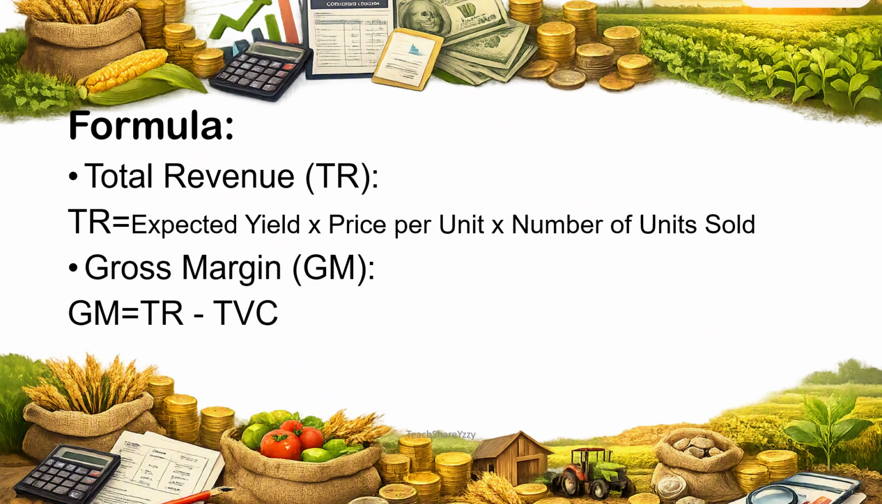Gross margin, GM, is total revenue minus total variable costs. Using our earlier example, total revenue equals 50,000 pesos and total variable costs equals 25,000 pesos, so gross margin equals 25,000 pesos. This shows how much money is left after covering variable costs, but before fixed costs.